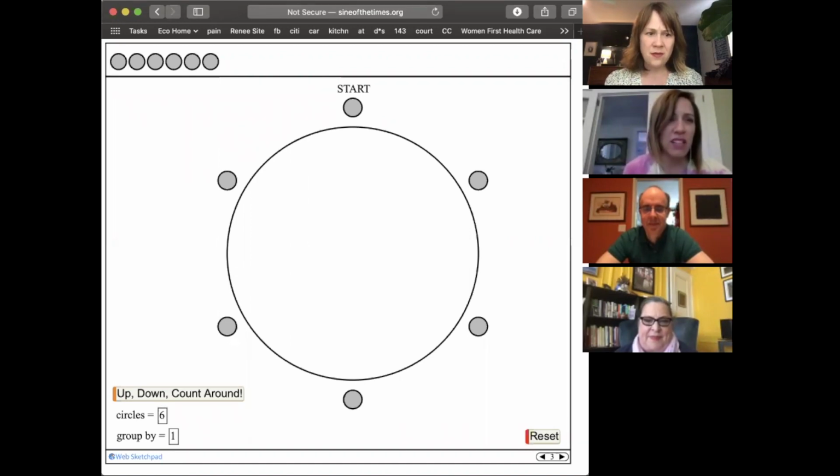And there are dots in a circle and in a line. There's writing all over. Yeah, I see it says up, down, count, around. And I see boxes with numbers in them in the corner. I see the words circle and group. I see little arrows at the bottom. And then in the corner, there's the word reset. I see page 3. It says web sketchpad.